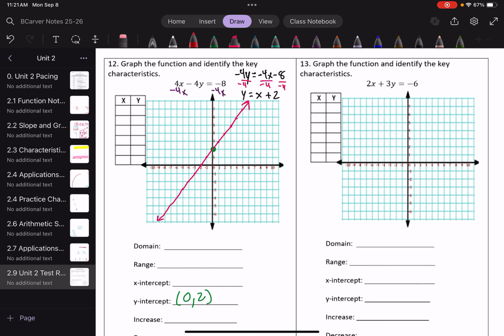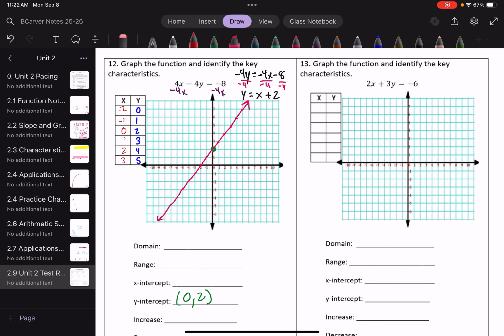For this function, our domain, and guys, we could have put some values here if you wanted to. Like if we give you values on the test, go ahead and evaluate them. So let's say I put where x is 0, negative 1, negative 2, 1, and 2. I can look at the outputs for those values. So when x is 0, y is 2. When x is negative 1, y is 1. When x is negative 2, y is 0. And I can go the other way. When x is 1, y is 3, 4, and 5 because we have a slope of 1.